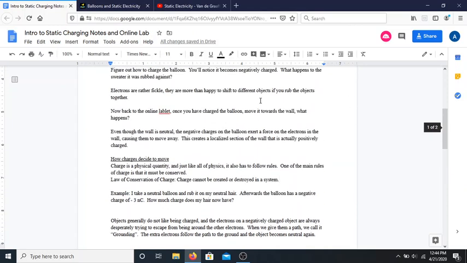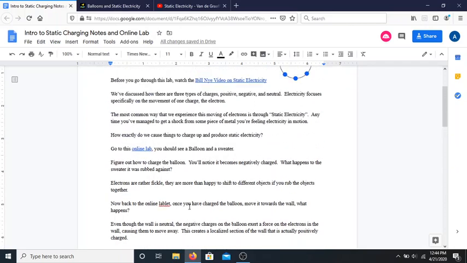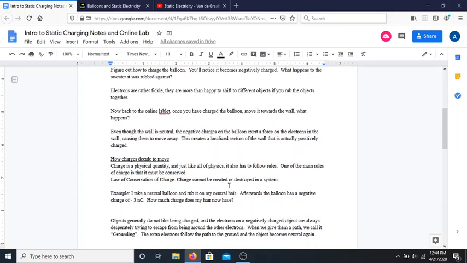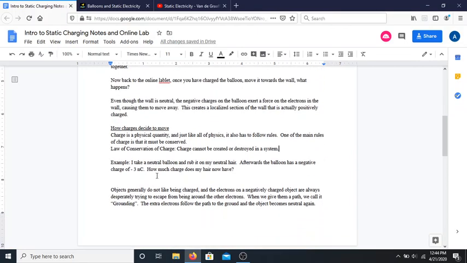So just to recap right now, we talked a little bit about how we can charge things. We talked a little bit about how charges try to move and what they're trying to do when things rub together, and the idea of the law of conservation of charge.